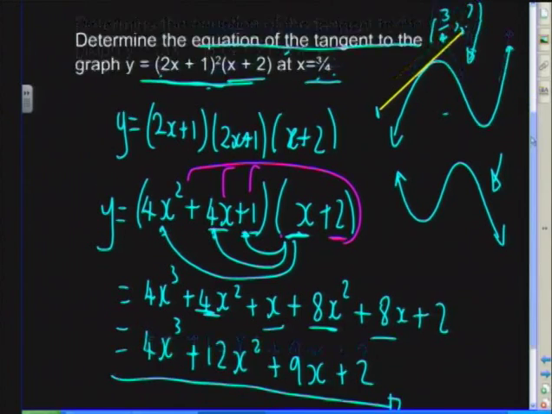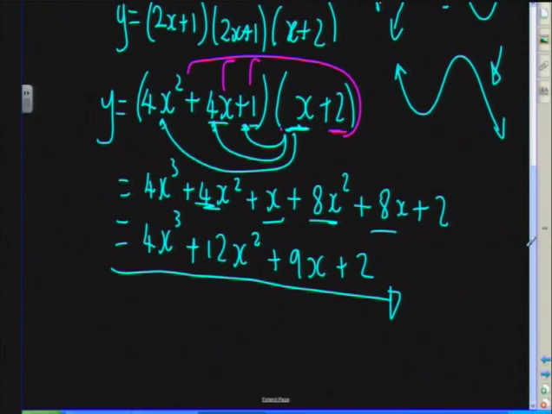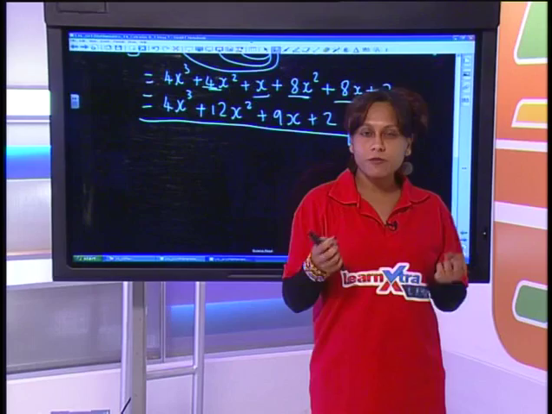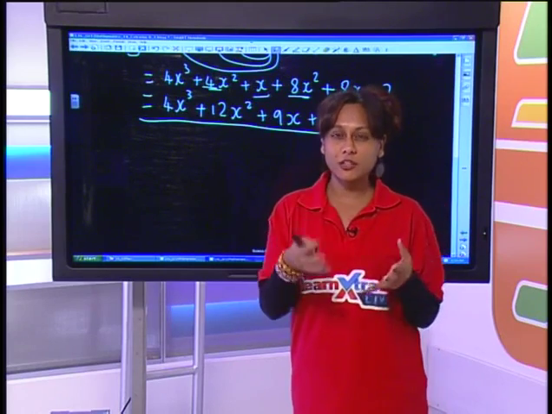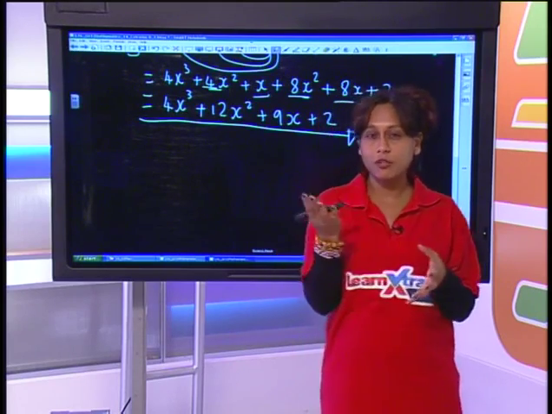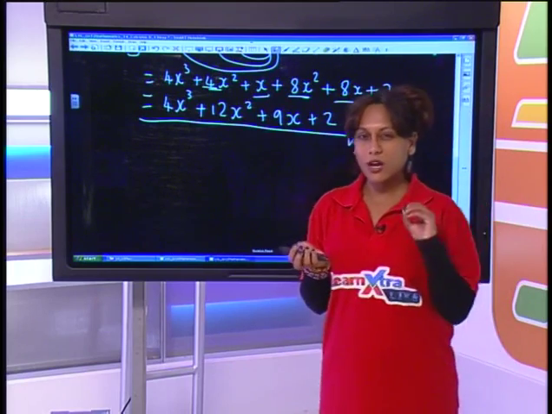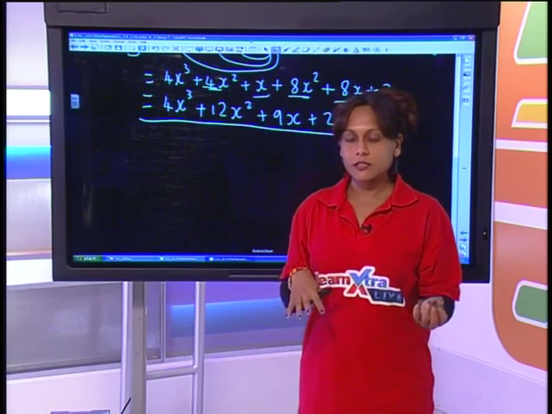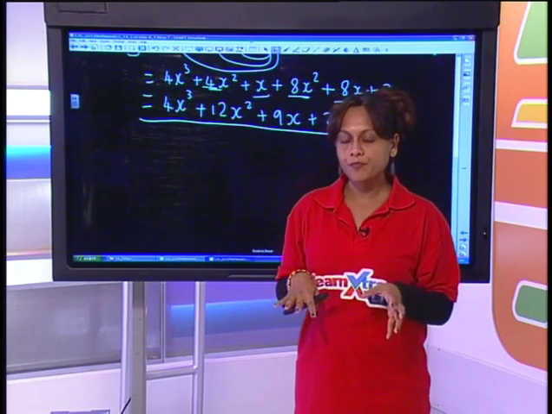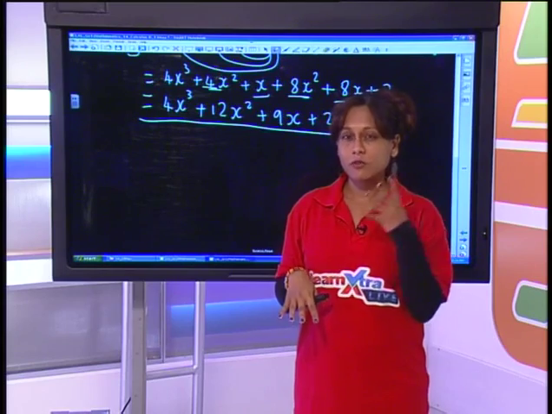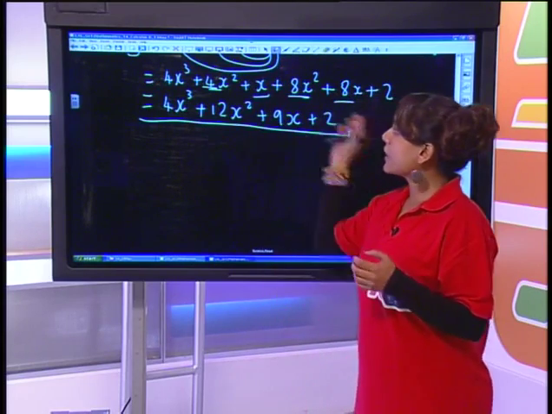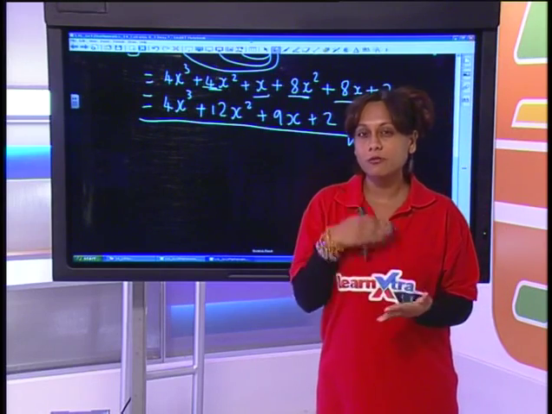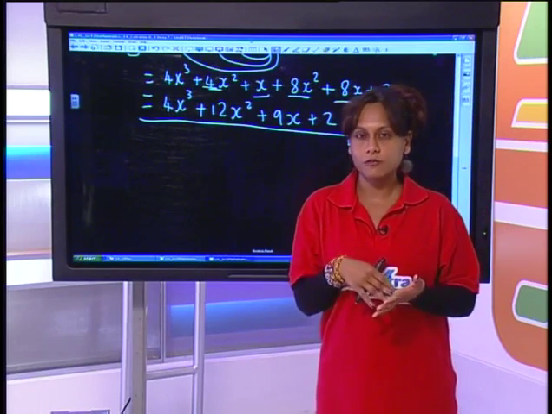All right. Now remember, once we've simplified all of this and we've got our expression out, we need to find the gradient of the tangent. Okay, because remember, your equation of the straight line is y is equal to mx plus c. So you need to find the gradient of the tangent. Okay, and how are we going to do it? We've only got the equation for the cubic function. So how do I find the gradient of the curve?